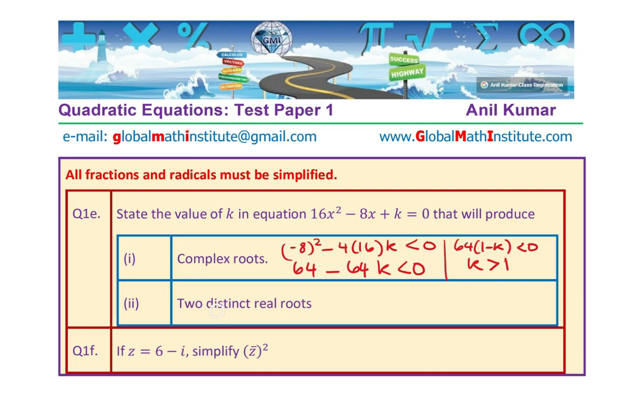Second is, two distinct roots means it has to be positive, means k has to be less than 1 to have distinct roots. Perfect? Makes sense? 1f.